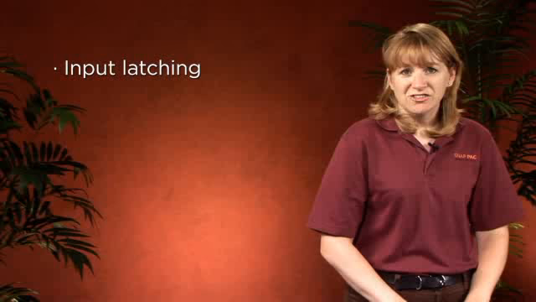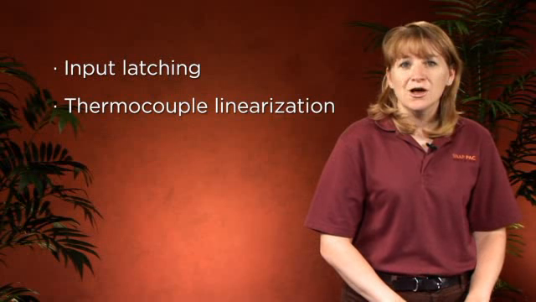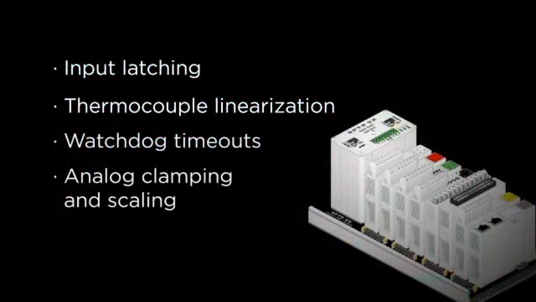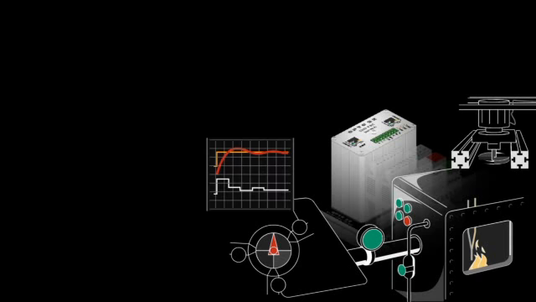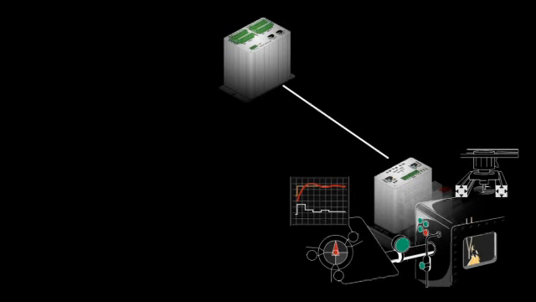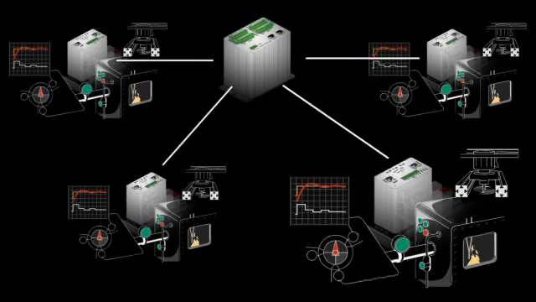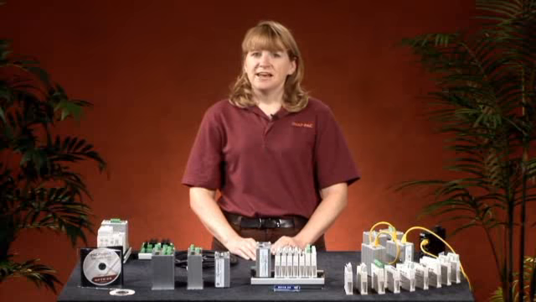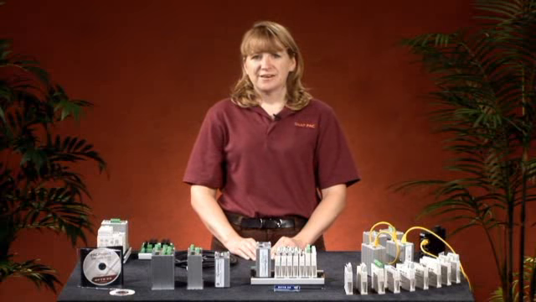Both support input latching, thermocouple linearization, watchdog timeouts, analog clamping and scaling, PID control, and much more. All of these functions are performed at the brain level, freeing up your main PAC controller for other tasks. That's what makes the SnapPAC system unique. The distribution of control functions among the PAC controller and the I/O processors, or brains, provides much more power, capability, and versatility than any PLC system available today.